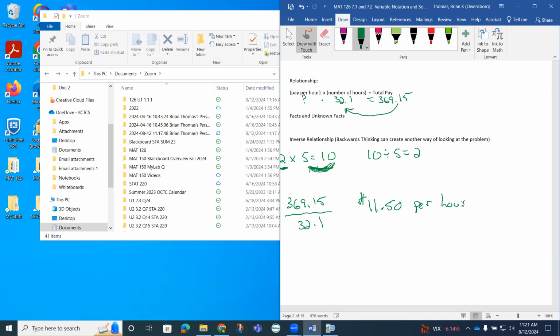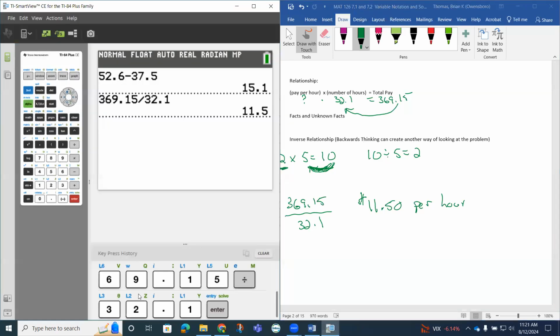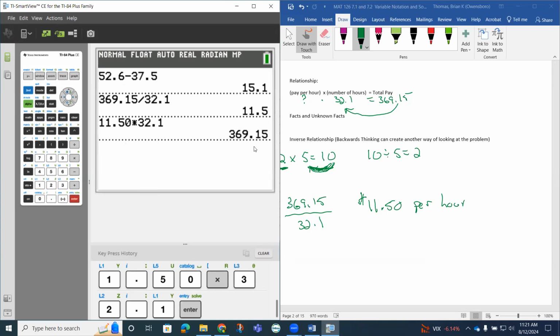Now, if I want to double check myself, if I pick up my calculator again, if I type $11.50, if I multiply by the number of hours I worked that week, 32.1, it should get me my total pay for the week, which is 369.15, and it does.